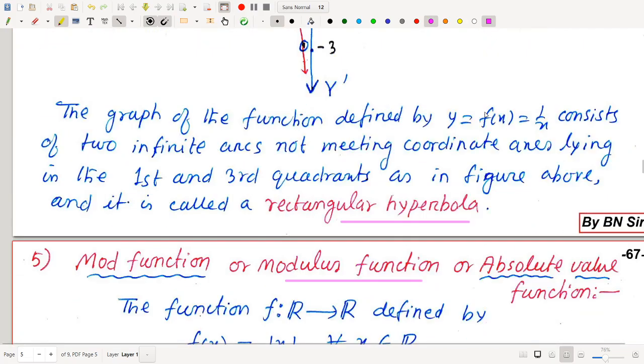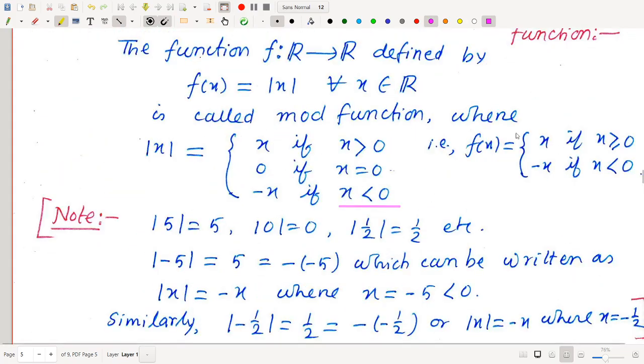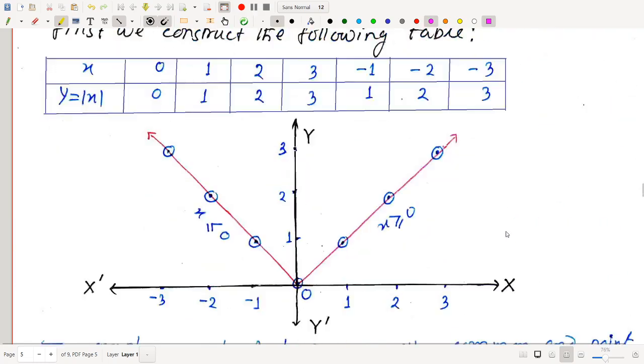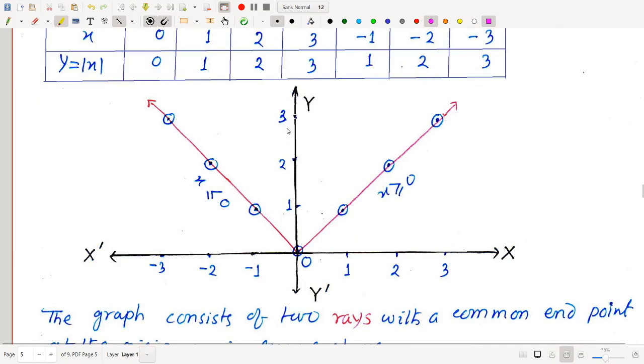Another thing here: directly, the mod function we can write like that: f(x) equal to x if x is greater than or equal to 0, and f(x) is minus x if x is less than 0. Because when x is 0, f(0) is 0, mod 0 is 0. So instead of 3 lines, we can use these 2 lines only. So the graph of the mod function is drawn. It is symmetrical about the y-axis. See, as if the y-axis is a mirror, then in that case the image of this ray, this straight line, will be this straight line in the second quadrant. Mirror image, symmetrical, like a parabola.